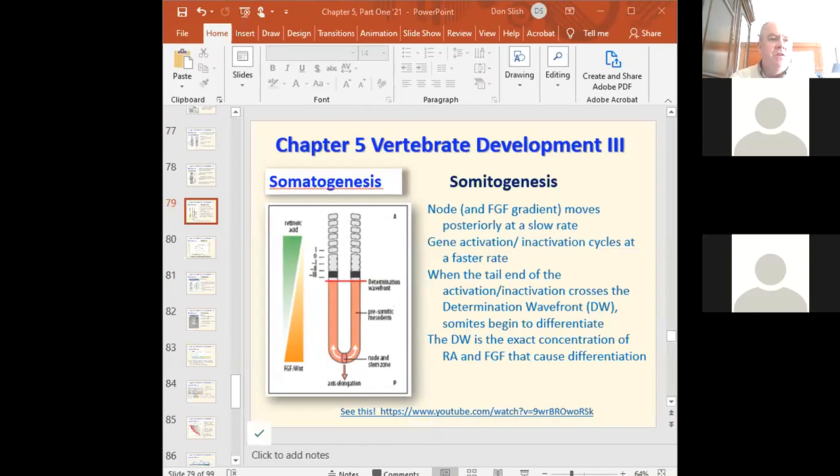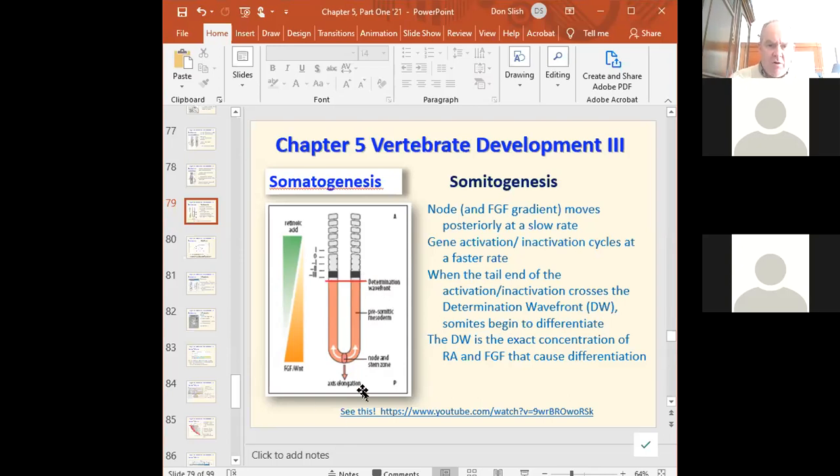Rearranging my real estate here. Okay, so what determines the number of somites is this clock that runs in this presomitic mesoderm. And this clock involves a bunch of genes turning on and turning off, turning on and turning off. And when that going-off cycle goes through this spot, it makes a somite. So I'll make more sense out of that as I keep yakking away here.